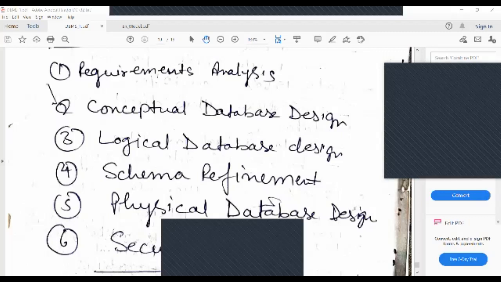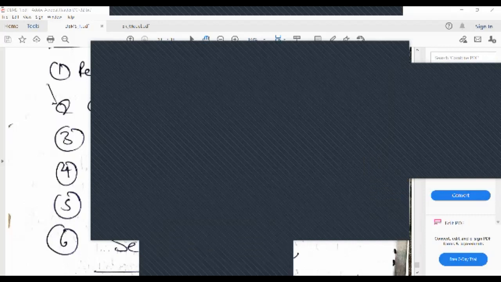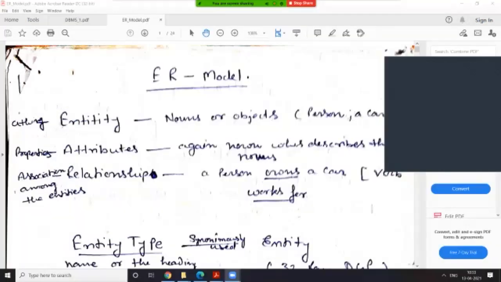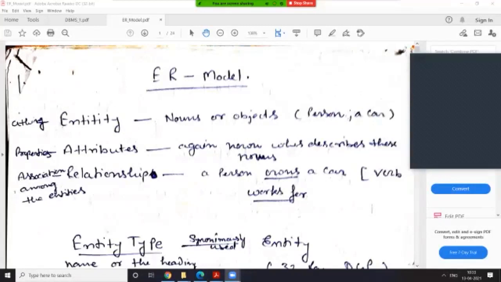So I'm going to share another slide. That is another. Okay, this is what the ER model. Okay, let's start. Can you see my screen? Yes, sir. Okay. Yes, sir.